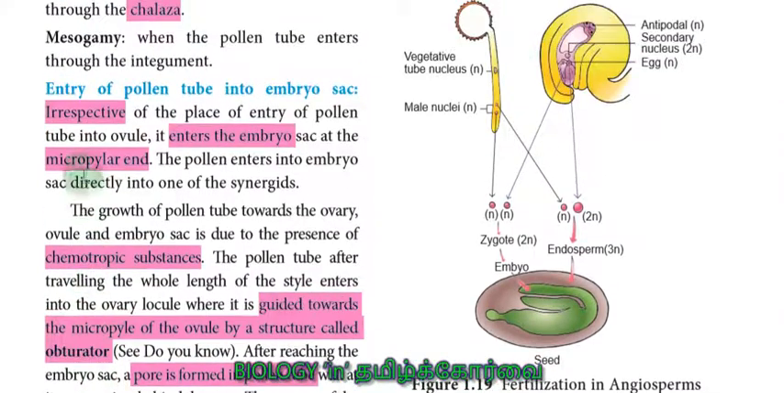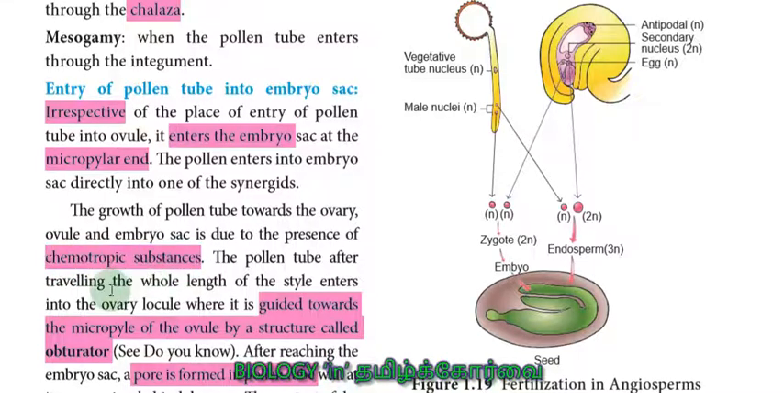That is what is told here. The pollen tube enters the embryo sac directly into one of the synergids. The growth of the pollen tube towards the ovary, ovule, and embryo sac is due to the presence of chemotropic substances. Chemotropic substances are substances which attract the pollen tube growth in a particular direction. That is the meaning of chemotropic substance.